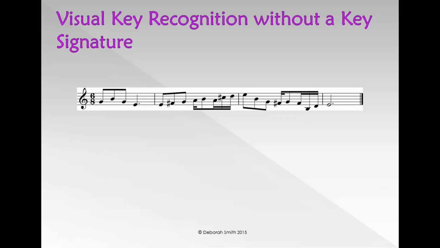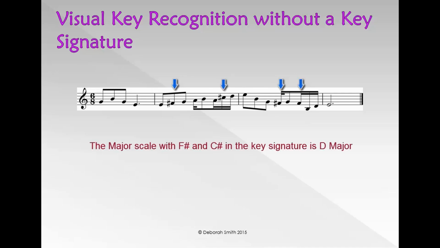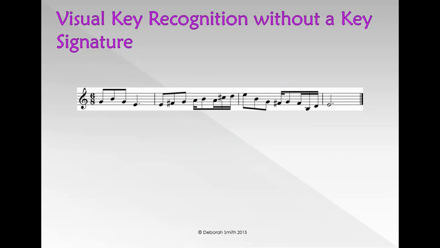If you think of this as a key signature, then you could easily create one out of these 2 sharps. F sharp and C sharp are the key signature belonging to D major, among other keys. Therefore, we could write this melody out with a key signature like this.